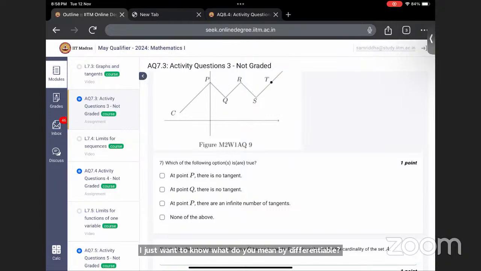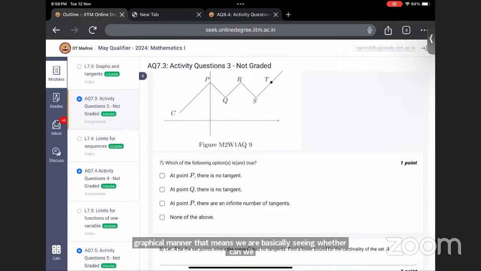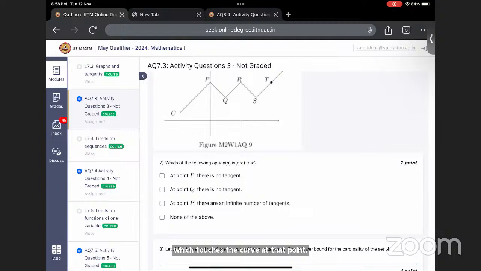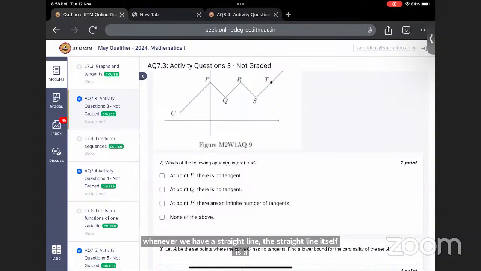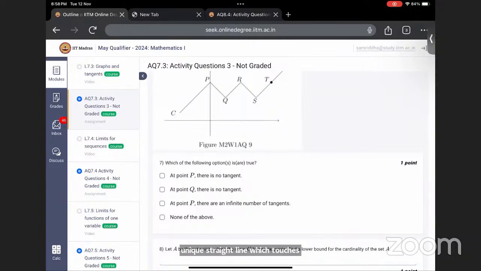Okay, so if you are asking about meaning, then I will say just the typical definition. But when we are doing this in a graphical manner, we are basically seeing whether we can draw a unique straight line which touches the curve at that point. Whenever we have a straight line, the straight line itself is the unique straight line which touches the curve at that point. The tangent and the line would be overlapping for a straight line.